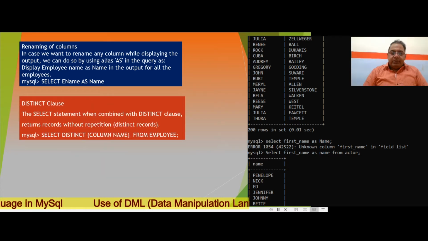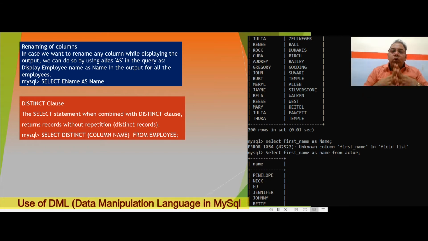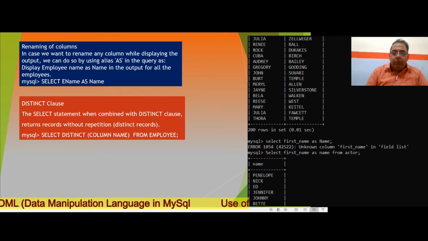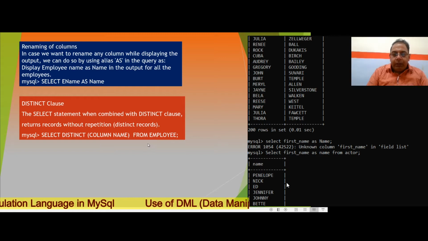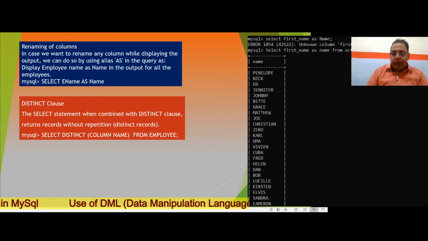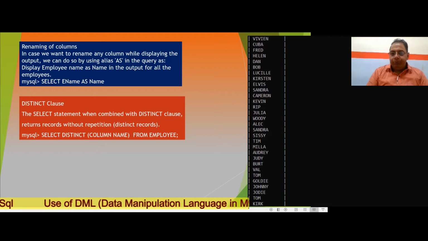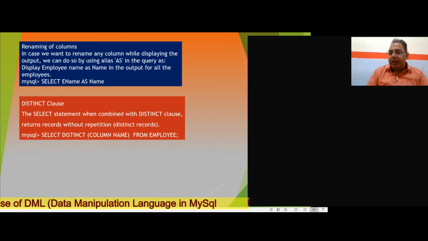Then the distinct clause, this is very important in your topic. The distinct clause is used to get the values without any duplication. Suppose I have a list, and we have so many names which are duplicated in the list, and I want to show only the names which are not duplicated. For the same, I will move with the distinct clause.